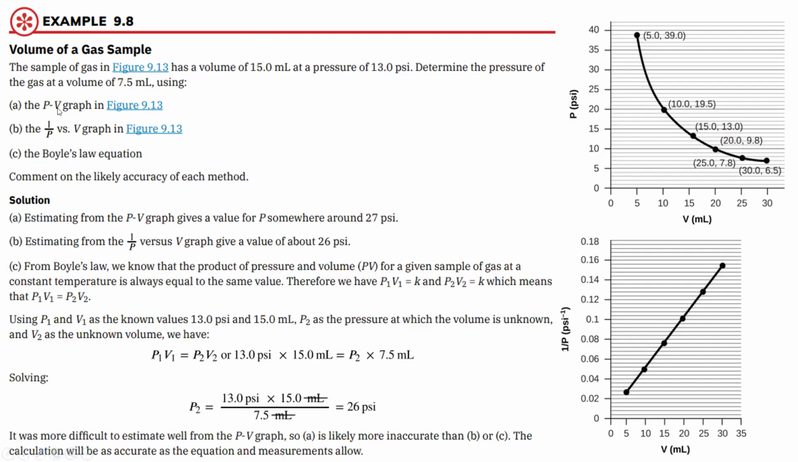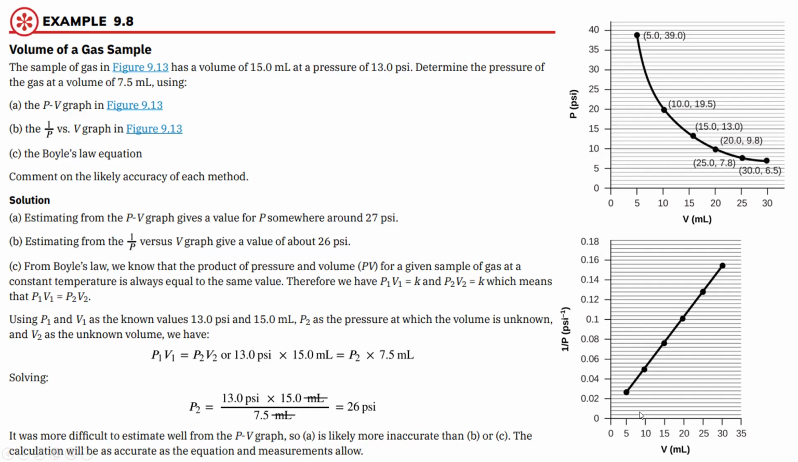For the first one, we're using that pressure versus volume graph. So if we want to get the pressure at 7.5 milliliters, we've got to eyeball where 7.5 milliliters is. We can go directly in the middle of 5 and 10, and then just go up from there. With this one, I'm looking at maybe 27 psi, and that's actually what they got here.